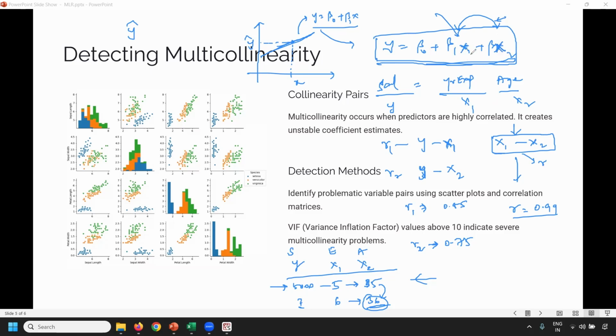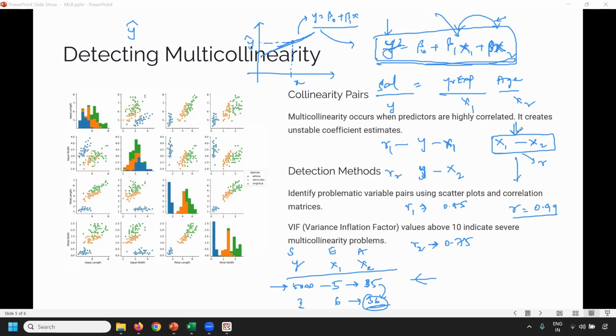Whereas this equation is supposed to explain the relation between x1 and y, isn't it? So this should allow us to compute y with higher precision, a more accurate y has to be calculated. But what is happening here because of this relationship? When I know x1, I'm able to influence x2. Why? Because of this interaction, the strong correlation that we see.